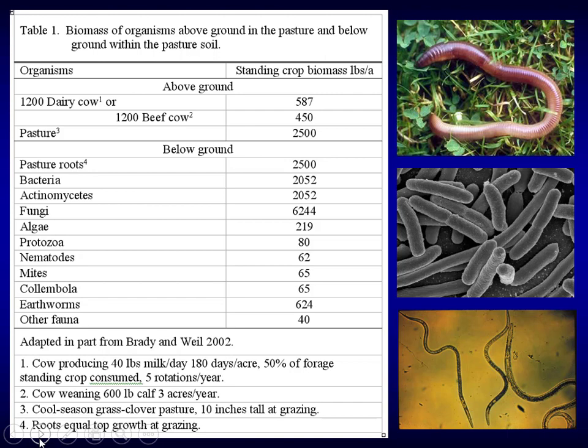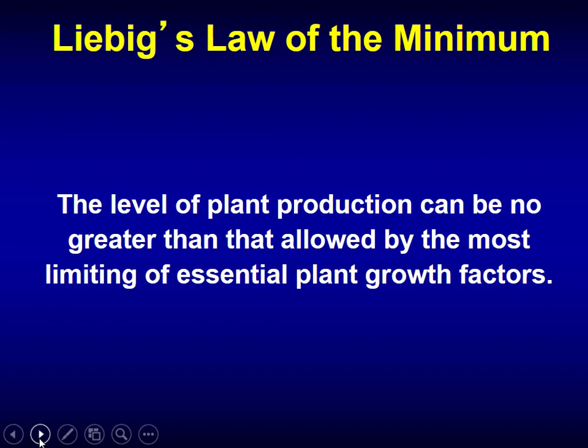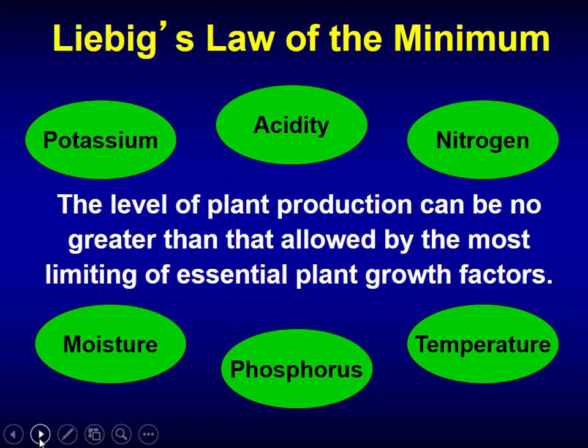Whenever we talk about soil fertility, I like to start out and just introduce the concept of von Liebig's law of the minimum. Essentially what it says is that whatever's the most limiting essential plant growth factor is going to limit overall production. And there's lots of different plant growth factors. There's things like fertilizer, like potassium or nitrogen or phosphorus, or soil acidity, moisture in the soil, temperature. All those can limit plant growth. Whatever's the most limiting is going to hold back overall plant growth.